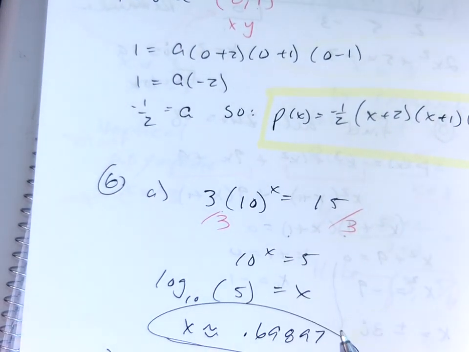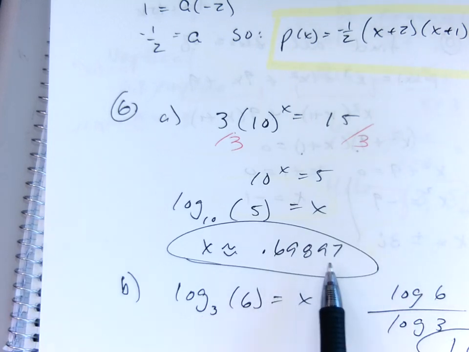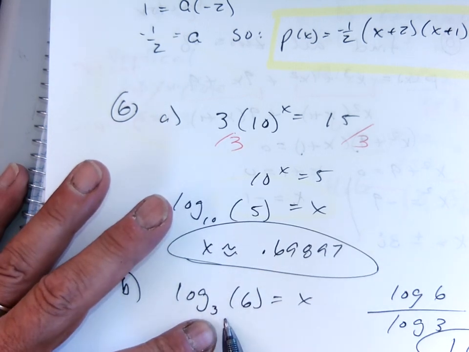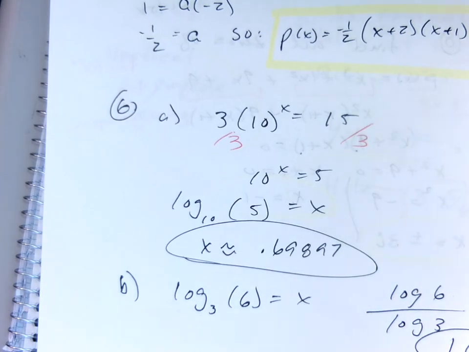Number 6, I'm going to do a logarithm. So first I divide it by 3. Then I did the log base 10 of 5. My calculator gave me about 0.69897. B, I can do this in my calculator, or I can do the change of base for log 6 divided by log 3. I also have that fancy button in my calculator, okay?